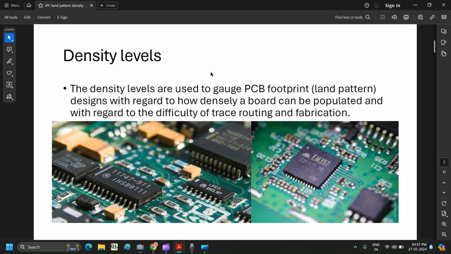And when you compare to the second one, the advantage is you can design a compact device with the second one. But the thing is, it is very difficult to solder these components, and also the routing will be difficult. So I hope you understand now the difference.